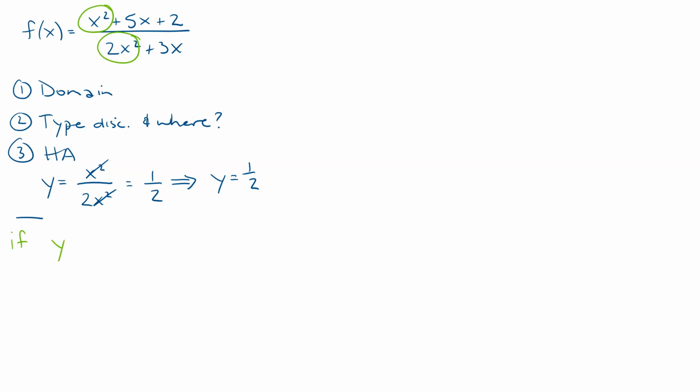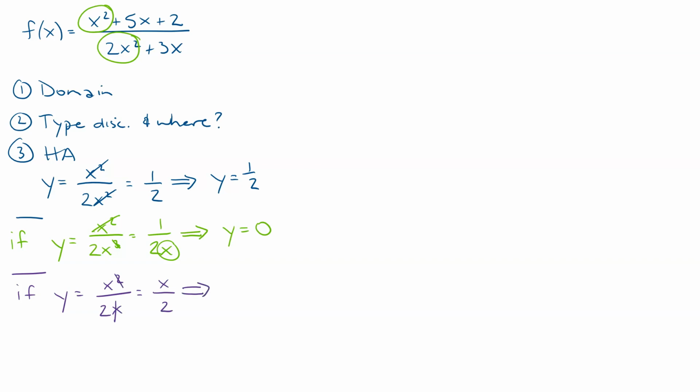If the function was bottom heavy and we had something like x squared over 2x cubed, you'd cancel your x's, we'd have 1 over 2x, and if you ended up with an x on the bottom, that meant that there was a horizontal asymptote at y equals 0. If the function was top heavy, cancel the x's, and that meant that there was no horizontal asymptote.